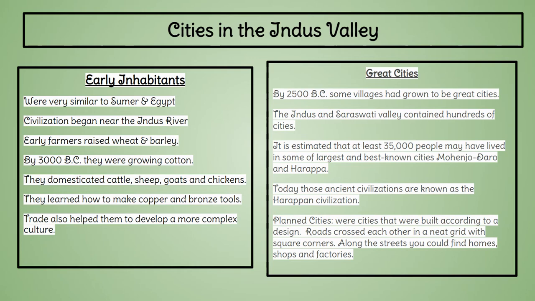There were also planned cities, and these cities were built to a very specific design. In these cities, roads crossed each other in a very neat grid with square corners, and along the streets you would find the homes and shops and factories.